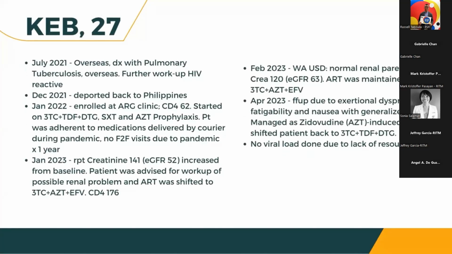To start with our discussion, we have this patient KEB, 27-year-old male, working as a barista overseas and was diagnosed with pulmonary tuberculosis last July 2021. Patient had an intensive medical workup for the condition, including HIV antibody tests, which turned out reactive. Due to employment regulations, patient was deported back to the Philippines December of the same year.